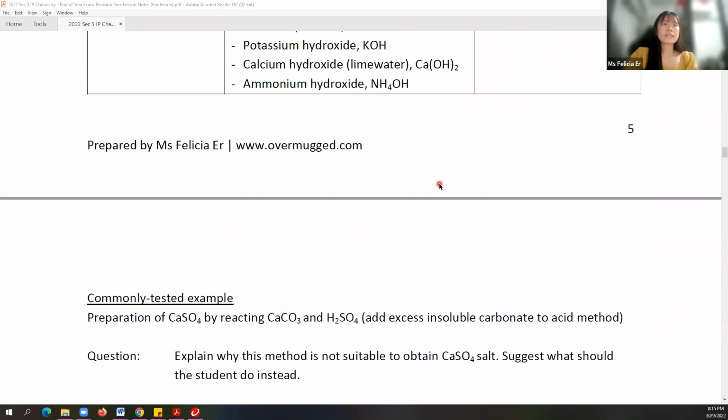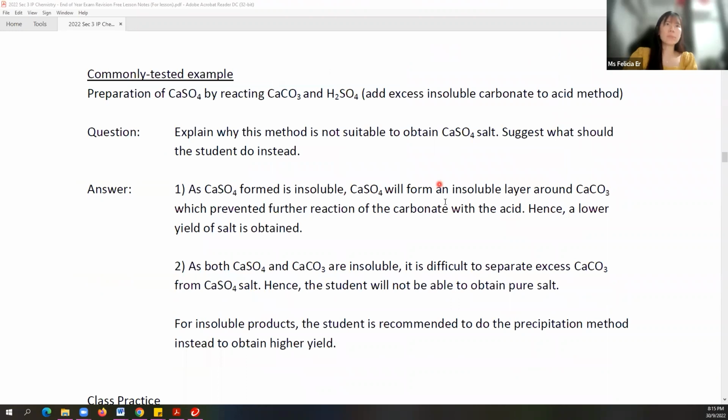Okay, so now let's take a look at this commonly tested question. Can you go and memorize the answer? Because this kind of question keeps coming out. It's very, very often tested. Maybe you might have even done this kind of question before in your school worksheet too. If they say this time around they want to prepare CaSO4, but they say they use this method, maybe first let's decide on our own without being influenced by the question. If it's CaSO4, which method should I choose?